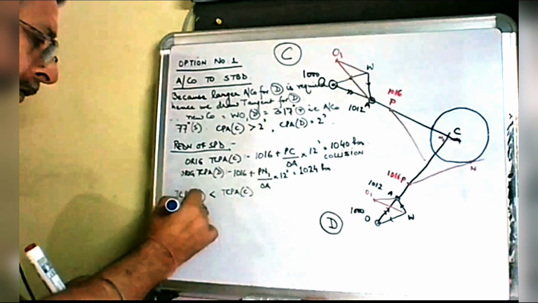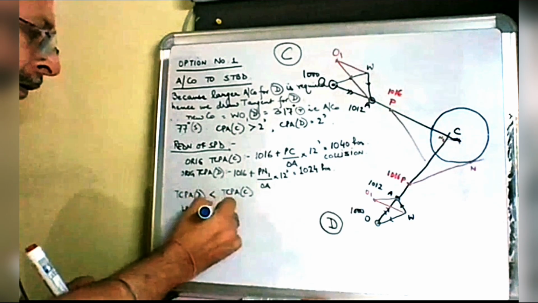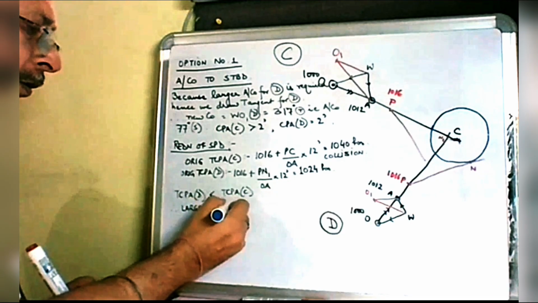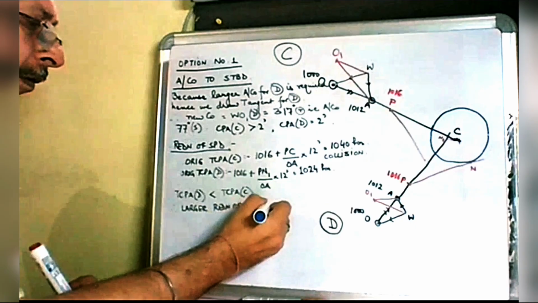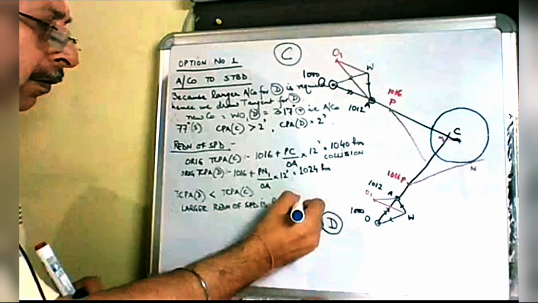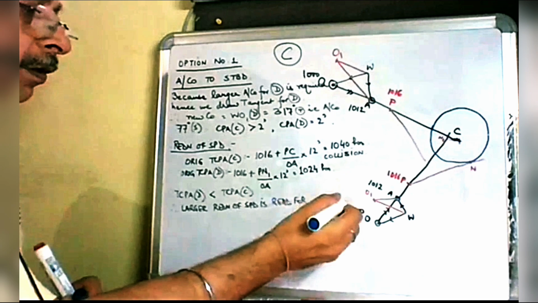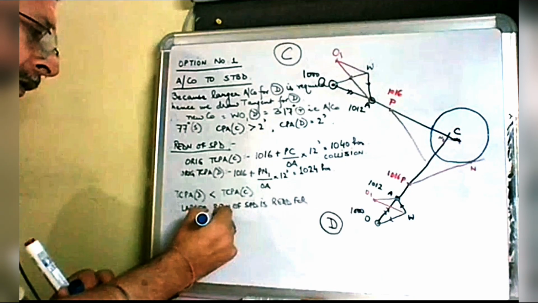Therefore, a larger reduction of speed is required for Delta than Charlie.